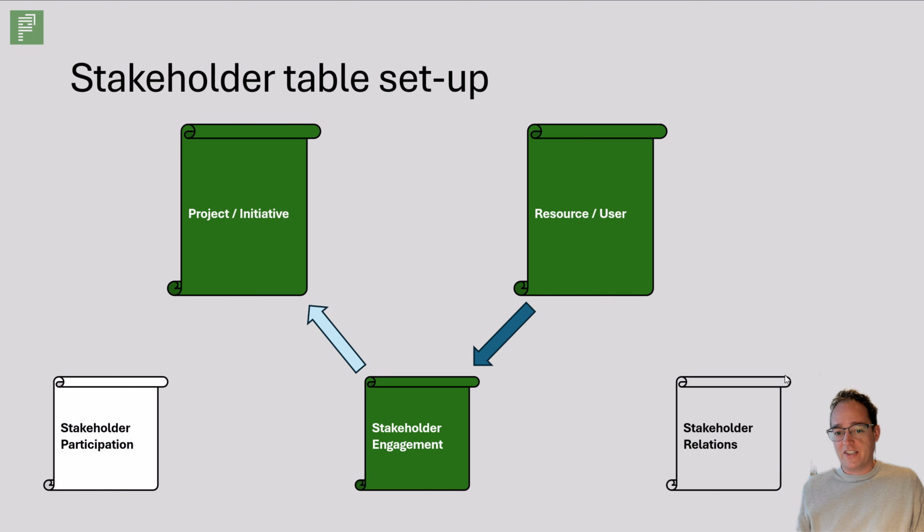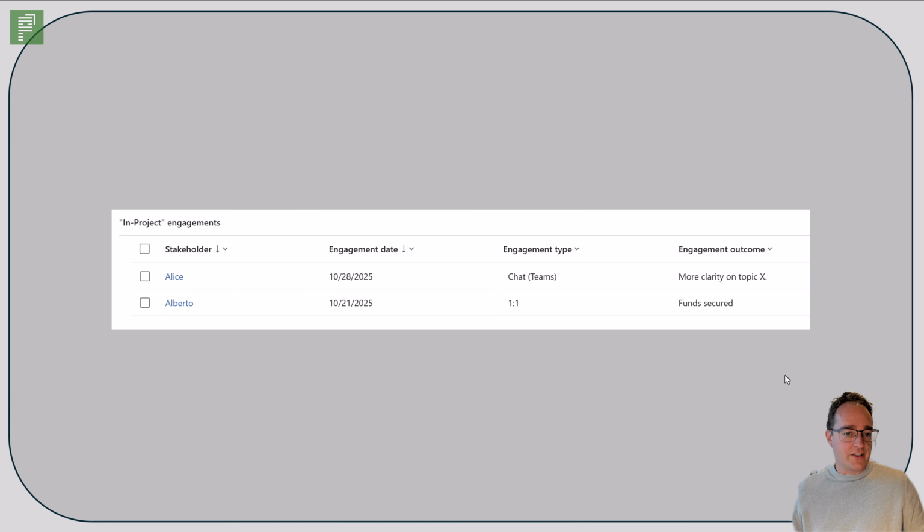Of course, there's still that stakeholder and resource relationship. And this could look something like this, where you have your in-project engagements, where Alice had a Teams chat on a specific date, and now she knows more about topic X.